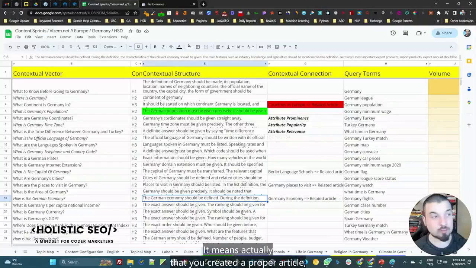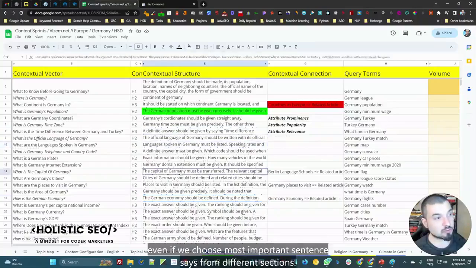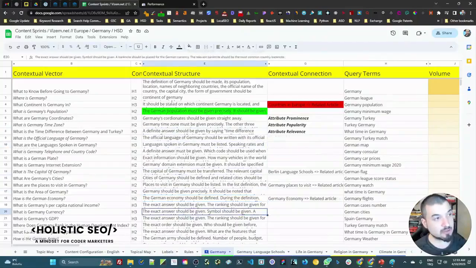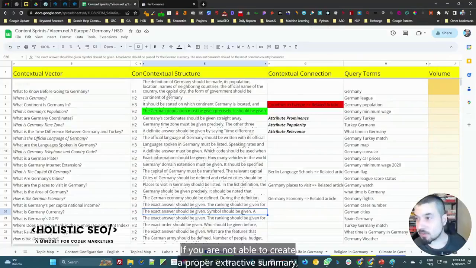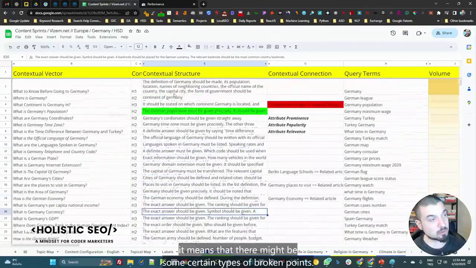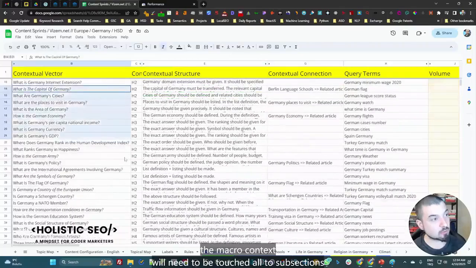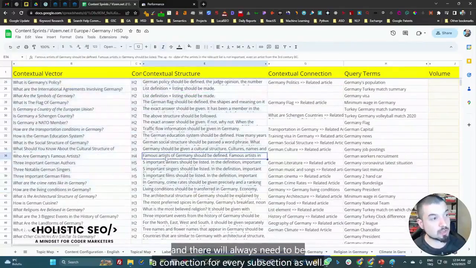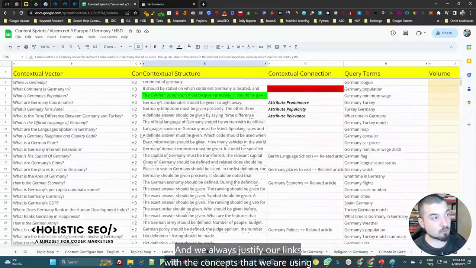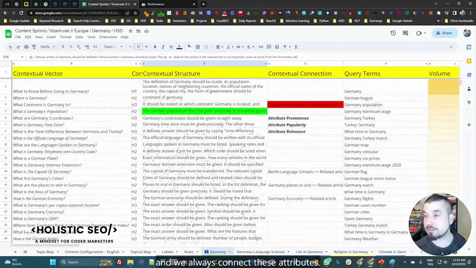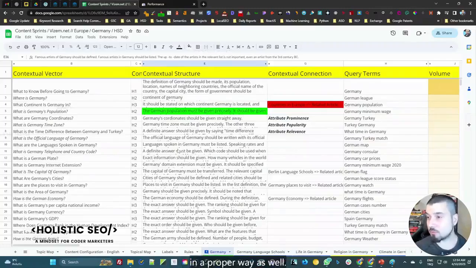It means that you created a proper article, even if we choose the most important sentences from different sections, and when we create an extractive summary, the article is still able to represent itself. If you're not able to create a proper extractive summary, or a proper abstractive summary for your article, it means there might be some certain types of broken points. The micro context will need to touch all the subsections, and there will always need to be a connection for every subsection as well. And we always justify our links with the concepts that we are using, and we always connect these attributes to each other in a proper way as well.